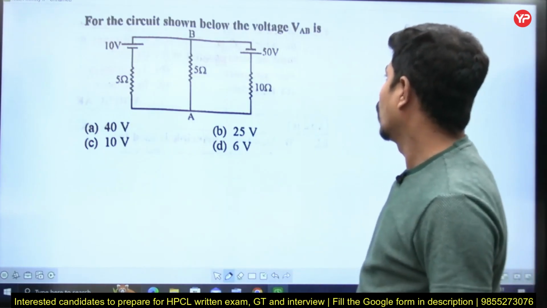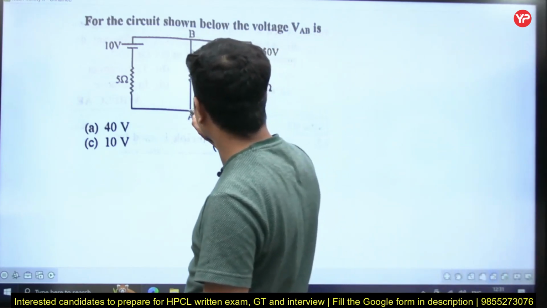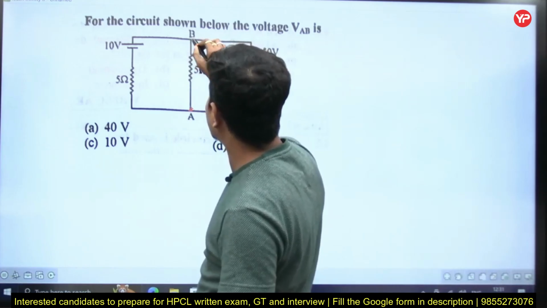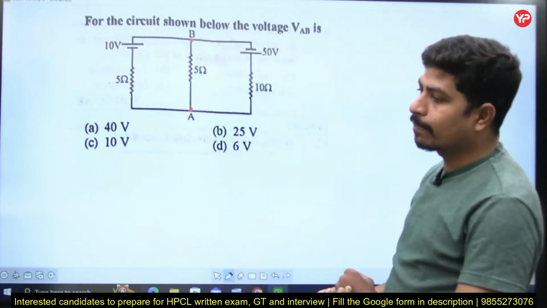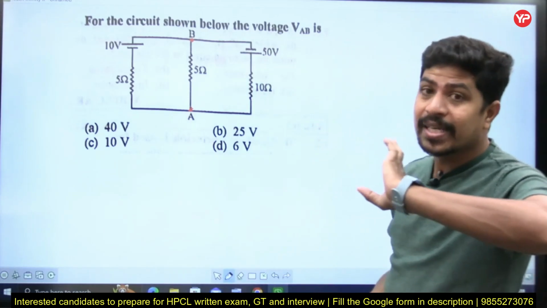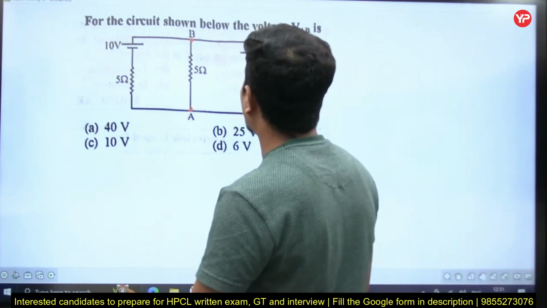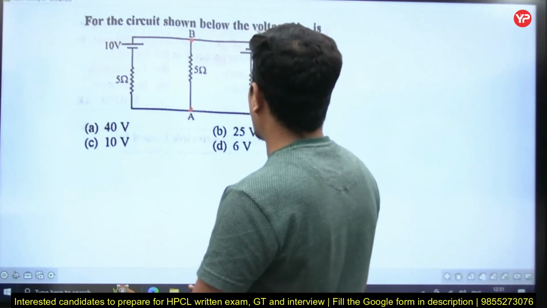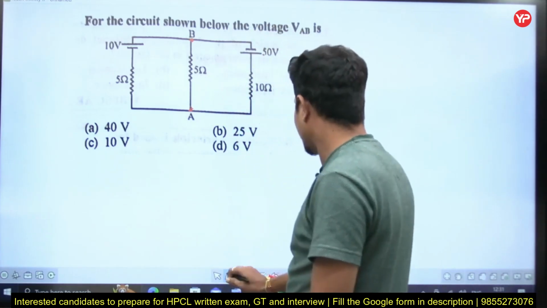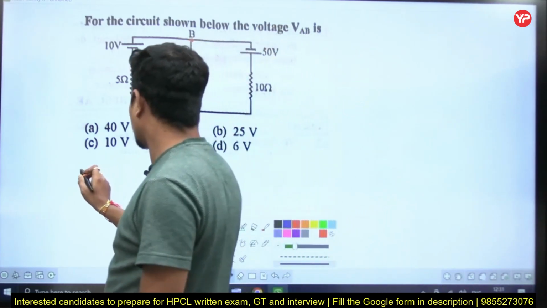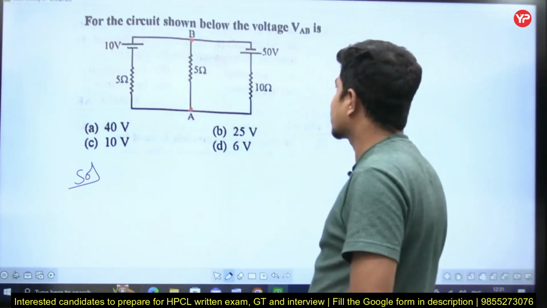In the circuit shown below, the voltage VAB is asked. It is asking the voltage VAB, not VBA. Please do remember, VAB is asked, not VBA. VAB is exactly opposite to VBA. Let's find it. See, any method we can follow, but I am thinking of the simplest method.